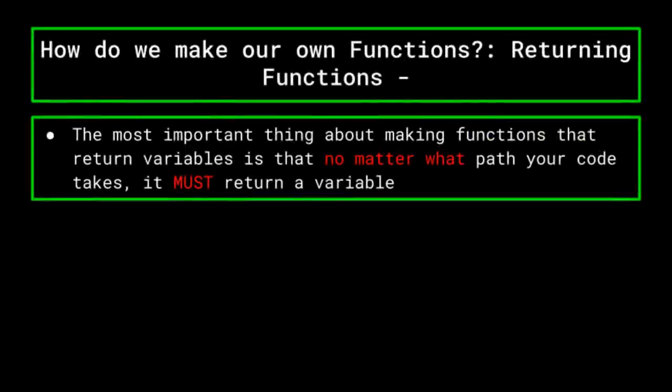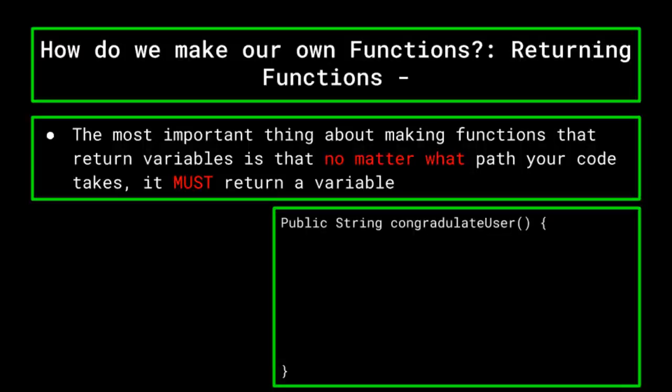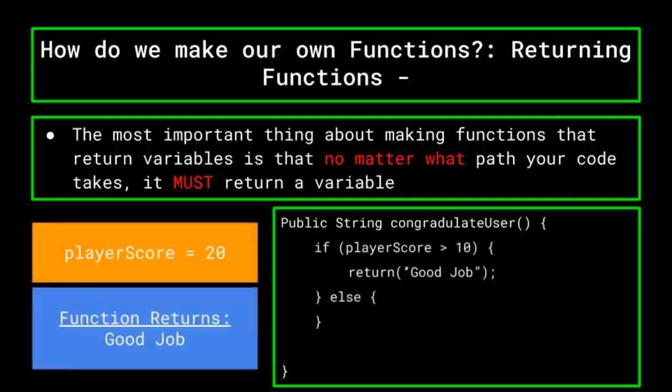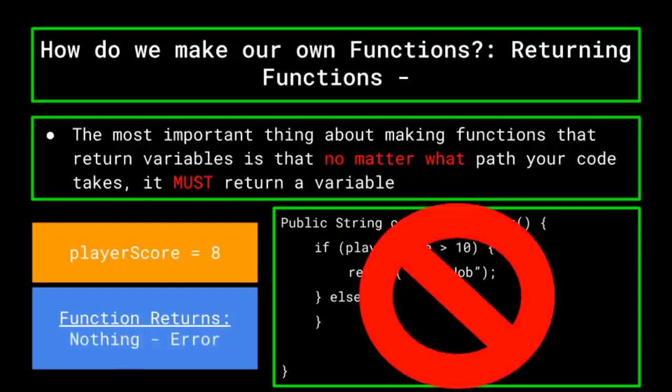The most important thing to remember about making functions that return variables is that no matter what path your code takes, it must return a variable, no matter what. What does this mean? Well, let's say you had some string function in a game, and inside of it there was an if statement, where if the player's score was above 10, you returned a congratulatory message. This works fine if you printed the result of this function and the player's score is above 10, but if the player's score was less than 10, then you don't enter the if statement, and then you don't have something prepared to be returned to the user, and so the function is going to throw you an error.